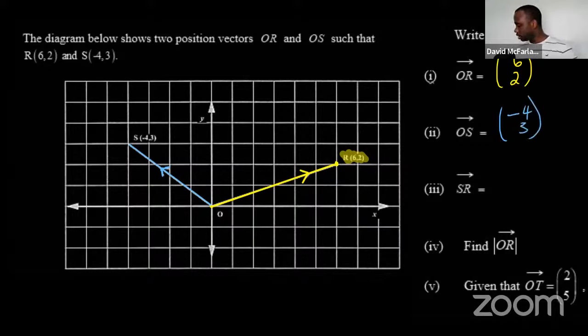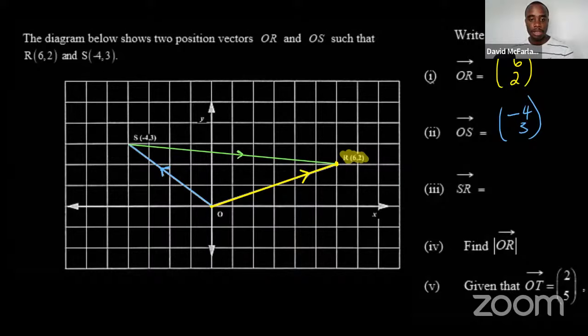All right, good. Now, what about the vector SR? What does that mean? It means it starts at S and then it goes to R. And the great thing about that is we have our diagram here to help us, because we can just draw that. So SR starts at S and goes to R. And now let's see if we can figure out what that vector is.